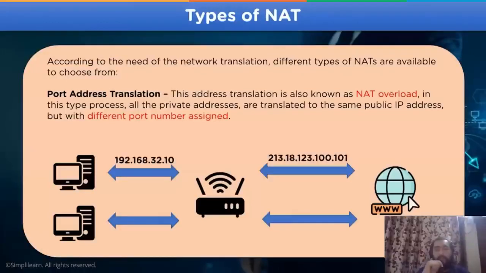For example, 192.168.32.10 is translated to 213.18.123.100.101, where 101 represents the port number. Similarly, for the second private address, we have 192.168.32.12, which translates to 213.18.123.100, which is similar to the earlier case. But the change comes in the 102, that is the port number assigned to the second private address.